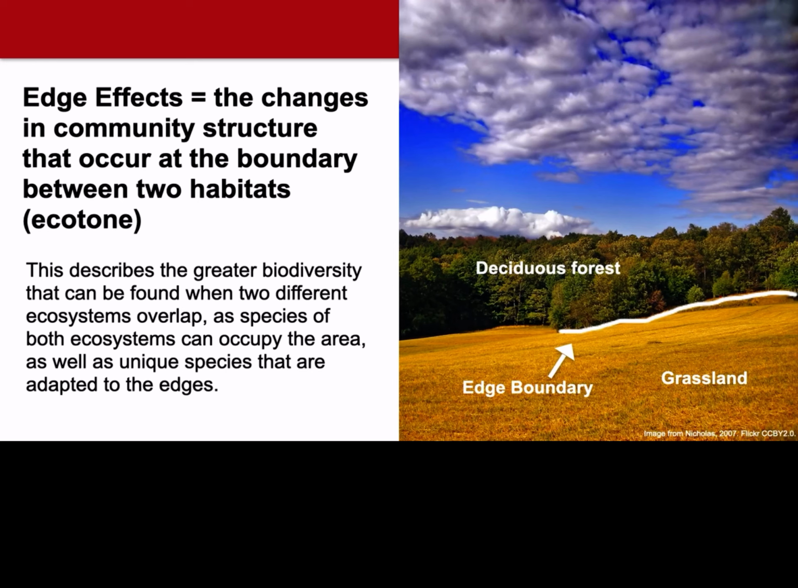Another physical characteristic that may be seen amongst communities are edge effects. These are the changes in community structure that occur at the boundary between habitats. Greater biodiversity can typically be seen in these areas of overlap, as species of both ecosystems can inhabit these areas, in addition to unique species that are adapted to the edges themselves. Edge effects are more prevalent in fragmented areas.